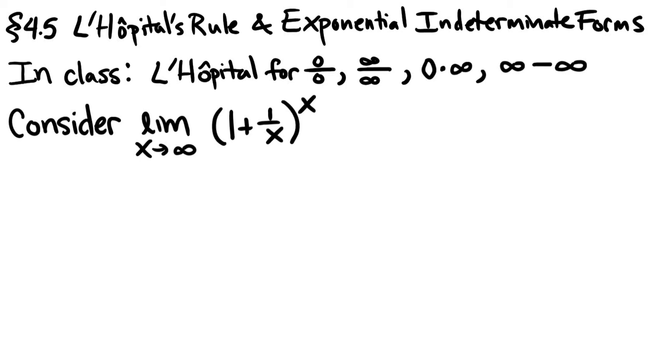If we use substitution, then as x is getting bigger and bigger, the base is getting closer and closer to 1, while the exponent is approaching infinity. We say that this limit is of the form 1 to the infinity, which is an exponential indeterminate form. Remember, indeterminate here means that we can have two things of this same form that give two different limits.